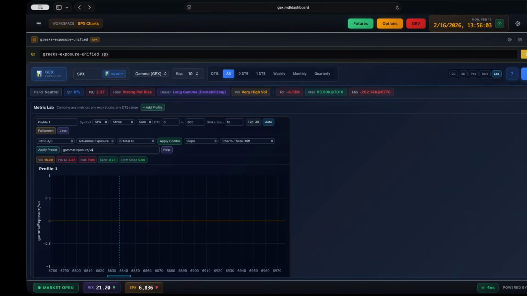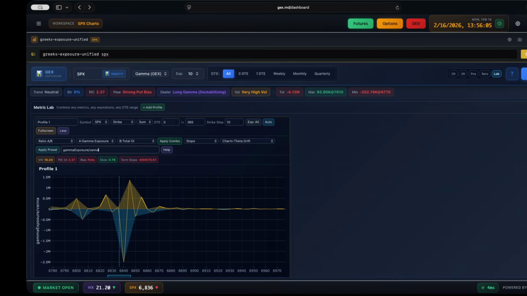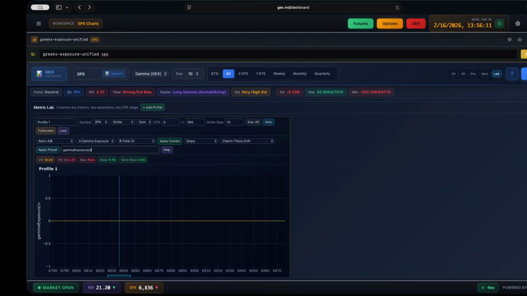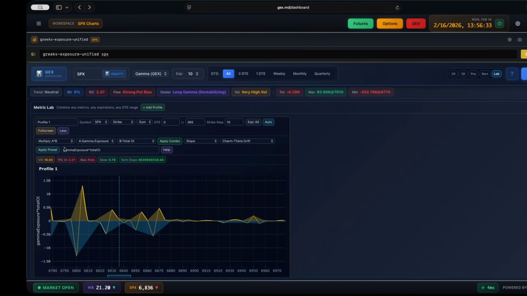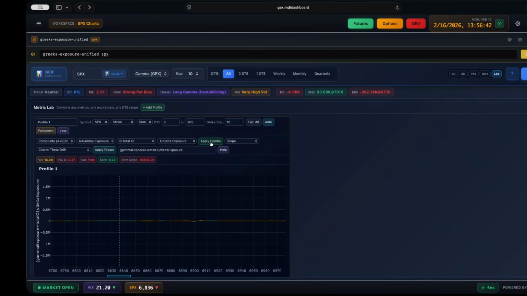For example, put the banner, and then you see banner gamma exposure. And then you can get that. You can see the delta. Put a B here. Let me remove this, and then you get the deltas. So you can divide, or multiply, or apply the combo, or sum, or you can even do a composite. Let's say you want to see this guy by this guy by this guy, and you can apply the combo, and then you get this.